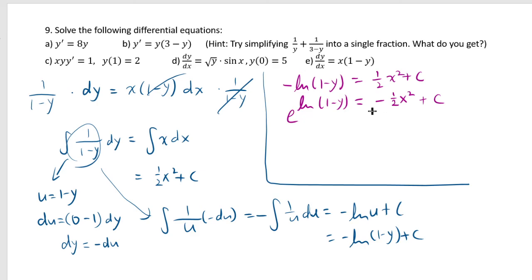And then we exponentiate both sides so that these cancel and you get 1 minus y equals e to the negative 1/2 x squared times e to the c, and now we rename this as c once again. And then you move this y to the other side, move this to the other side, and the final answer is 1 minus c times e to the negative 1/2 x squared equals y. And that's the final answer.